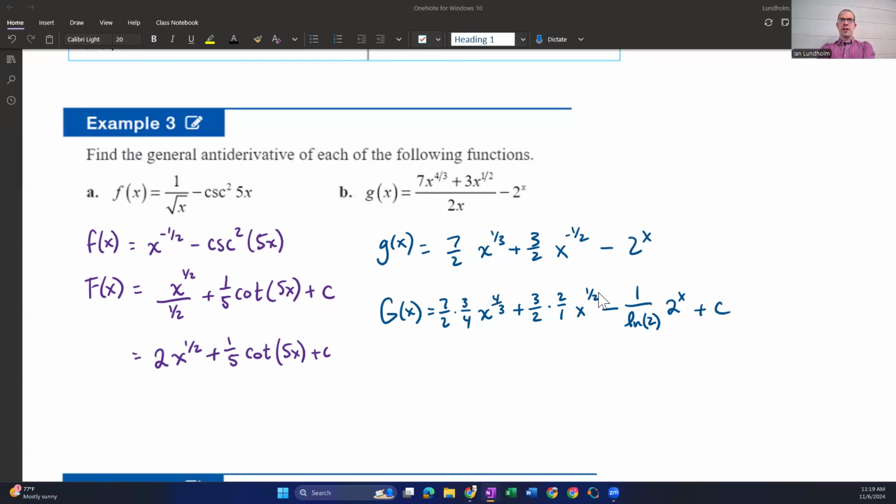Yeah, it is kind of bothering me. 21/8 x to the 4/3 plus 3 x to the 1/2, and then yeah, minus, oh, we could even throw this in the numerator to save space. All right, that looks a little cleaner. Not a big deal. All right, I think we're good though. Those are a couple antiderivatives.